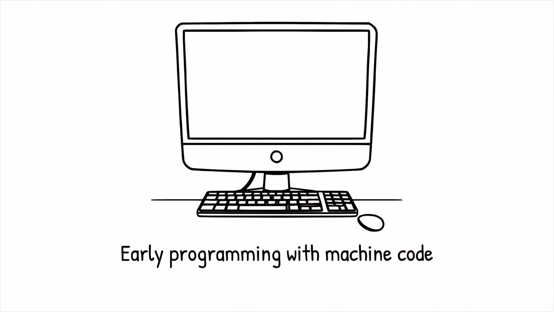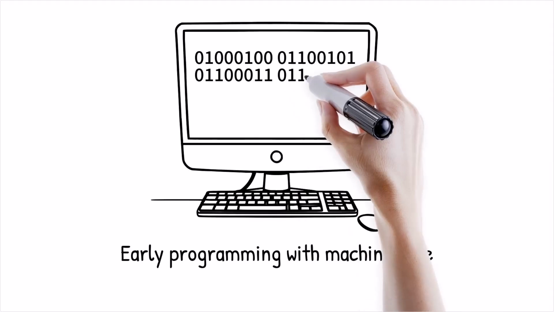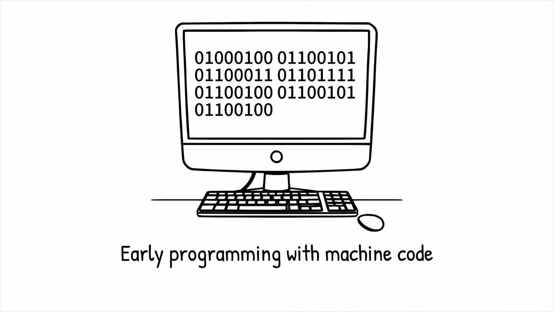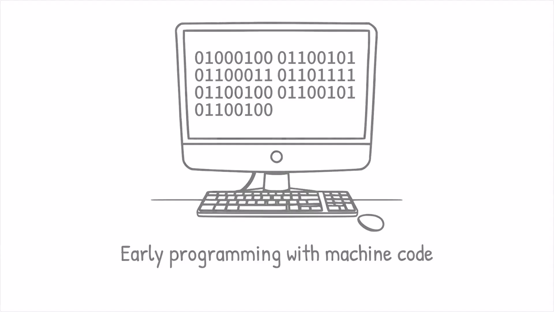For example, a command to add two numbers might look like 10111011, 01010101, which tells the computer to fetch values, add them, and store the result. Programming in machine code was tedious and error-prone, as even a tiny mistake could cause the program to crash.